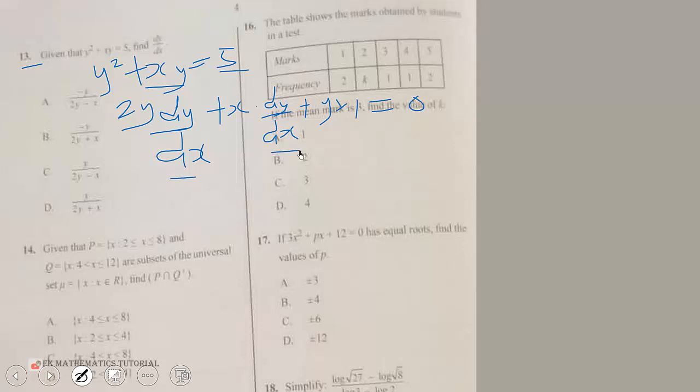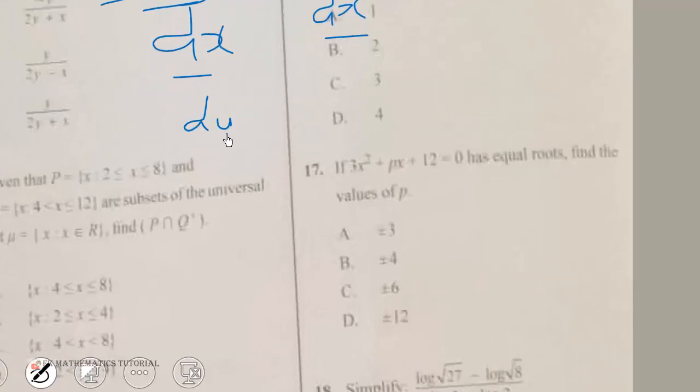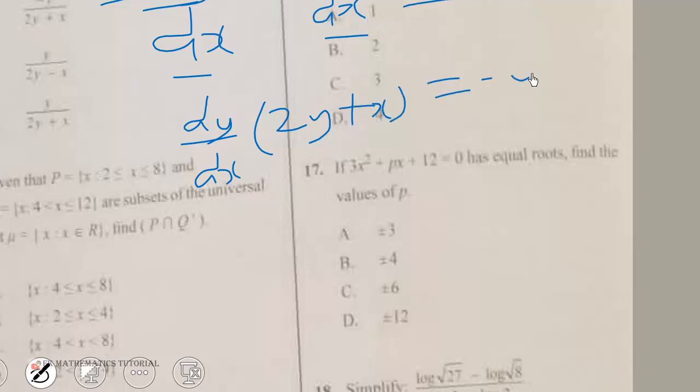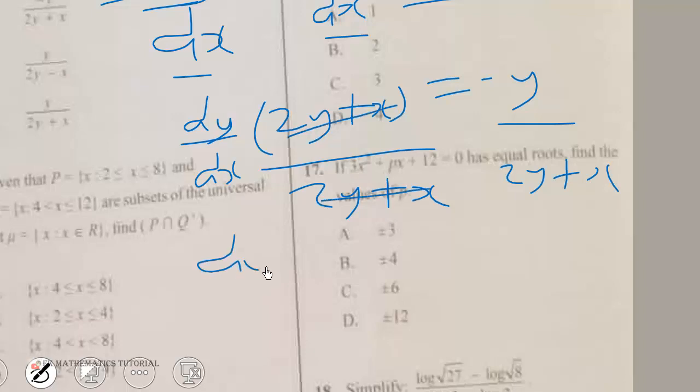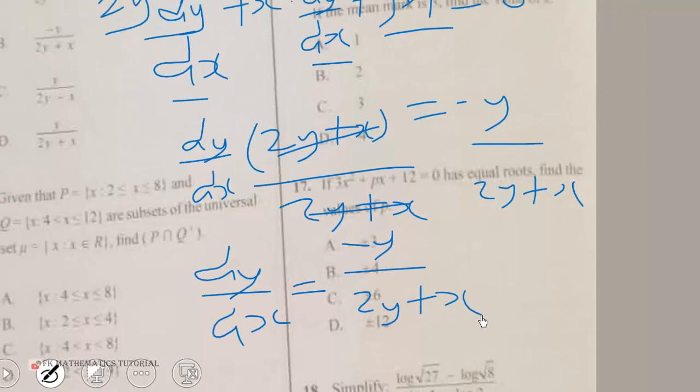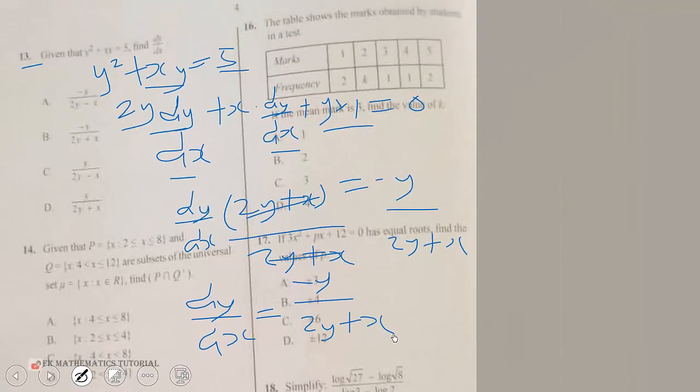So we factor that, and so we get dy/dx, then we have 2y plus x. Then this is y, so it's equal to negative y. So dividing through by 2y plus x, this will give us dy/dx to be equal to negative y over 2y plus x. So negative y over 2y plus x is B. Option B is correct.